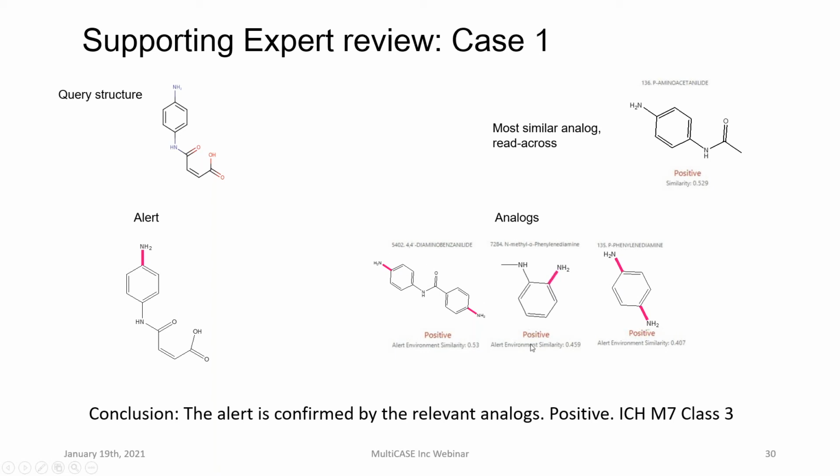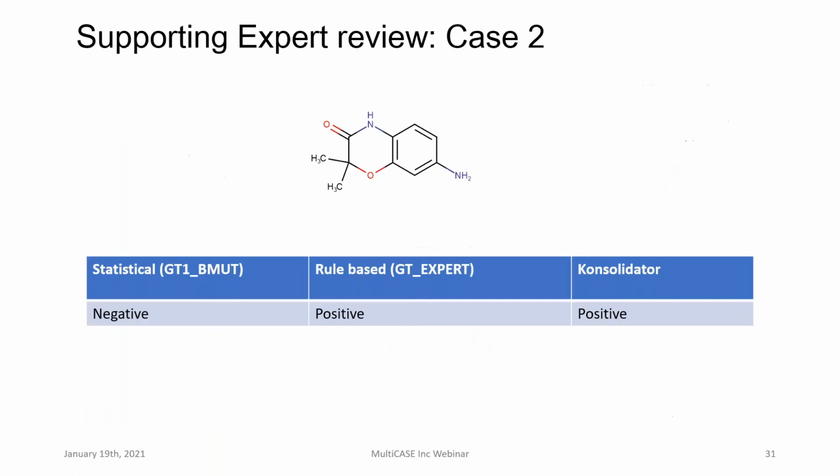It pretty much estimates the substitution patterns. We also have the most similar analog detected by read-across. It is positive. And pretty much there are no doubts this chemical should be positive. And when we check the experimental results, it's actually Ames positive.